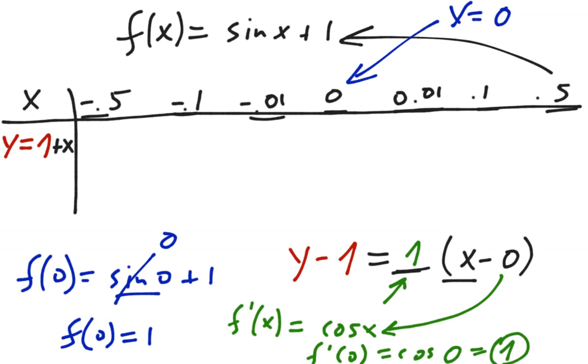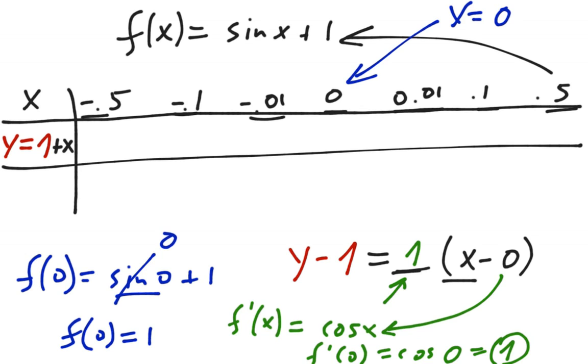So now I'm going to fill out my chart. And now all I have to do is just plug in these numbers into this very easy tangent line equation. Check it out. 1 minus 0.5 is 0.5. 1 minus 0.1 is 0.9. 1 minus 0.01 is 0.09. No, it's not. It's 0.99. 1 plus 0 is 1. 1 plus 0.01 is 1.01. 1 plus 0.1 is 1.1. And 1 plus 0.5 is 1.5.